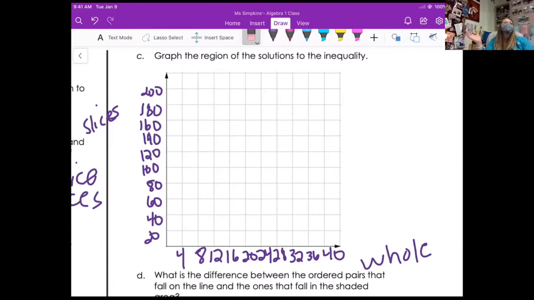166.6666666666. So I can't sell 166.6666666 slices. But if I only sell 166, I didn't make my $500. So I would have to sell 167. Now I know our graph is not going to be perfect because we counted by 20s, but on our y-axis, we wanted to put a point about where 167 would be. Again, it doesn't need to be perfect. Just about 167, I'm going to say is right there, maybe 20, 40, 60, 80.